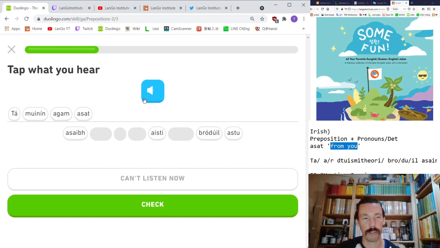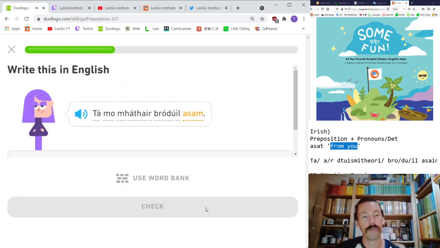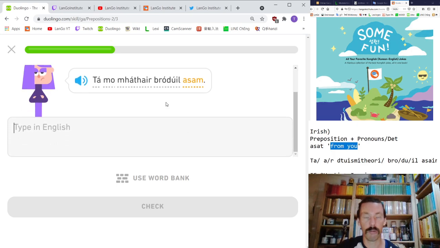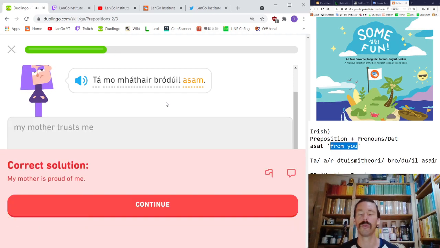Tá muinín agam asat. Confidence in you. Tá mo mháthair brodúil asam. From me, that final M. Okay, tá, verb first, then subject, my mother has trust, or trusts me. Oh, brodúil, not the other one.